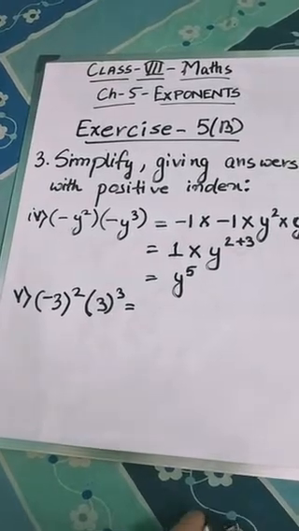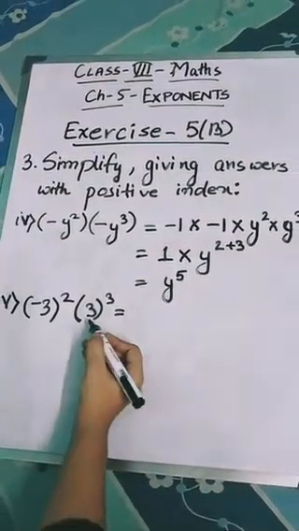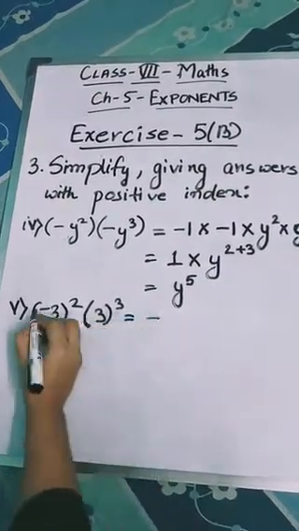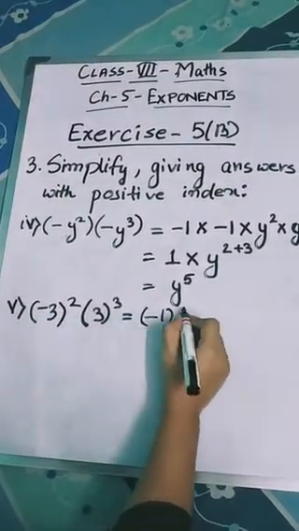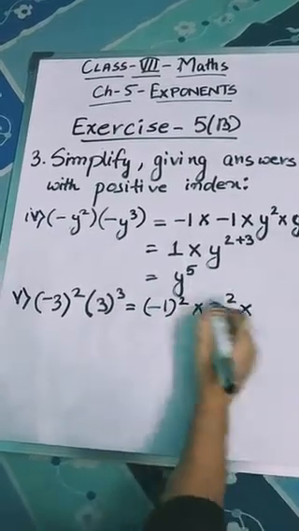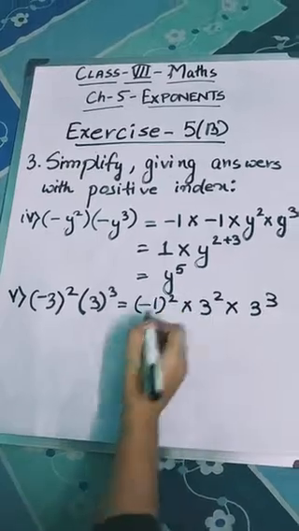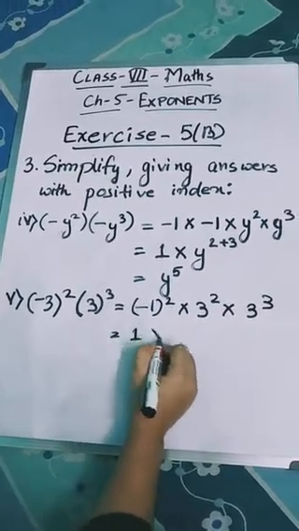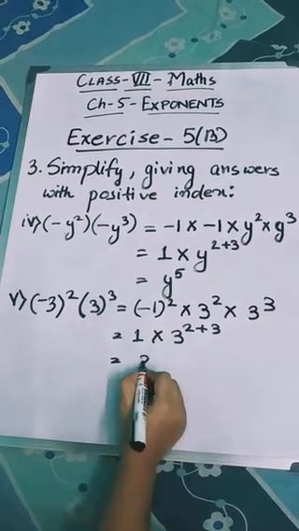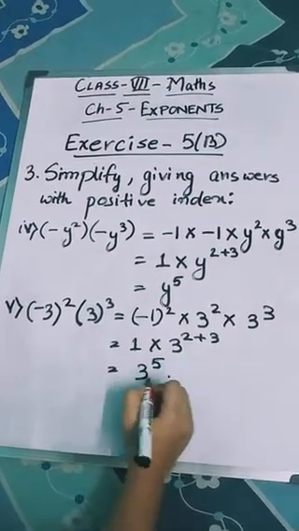Okay class, question number 5, minus 3 raised to the power 3 into 3 raised to the power 3. So here first of all, minus 3 will be minus 1 raised to the power 2 into 3 raised to the power 2 into 3 raised to the power 3. So minus 1 square will be 1 and here 3, 2 plus 3. So it will be again 3 to the power 5. This is your answer.